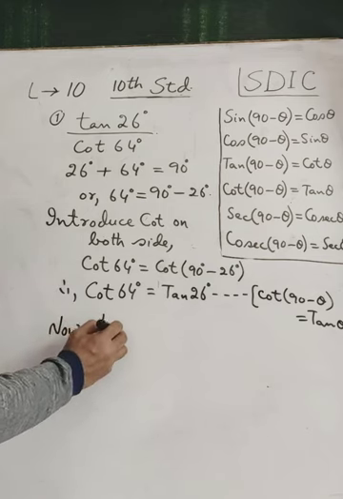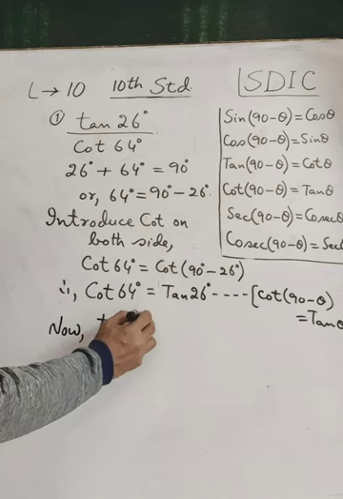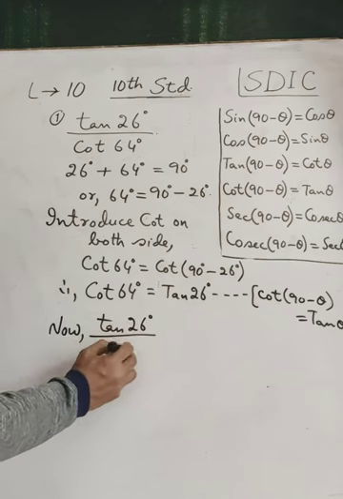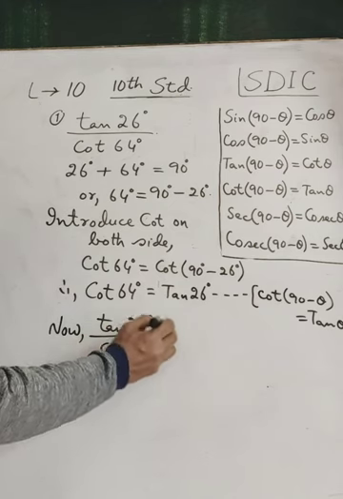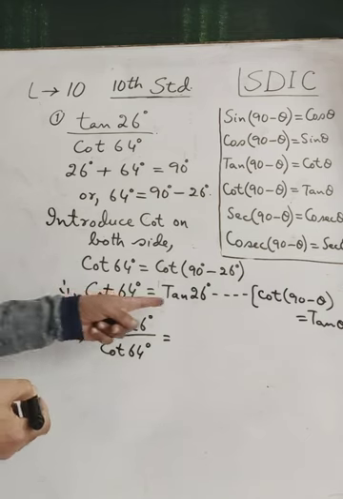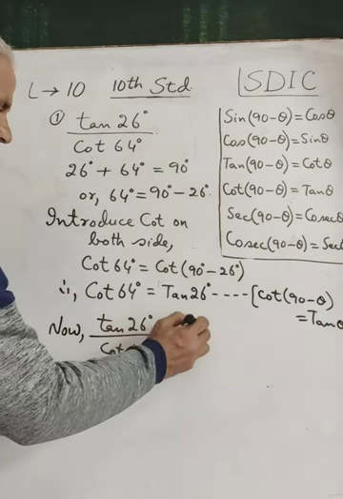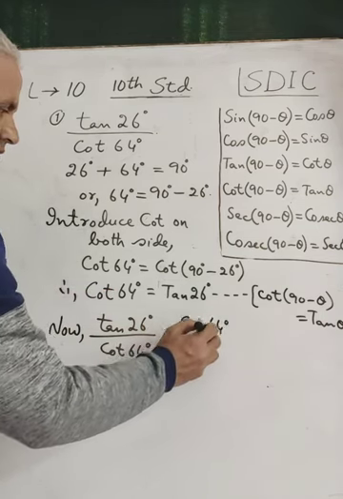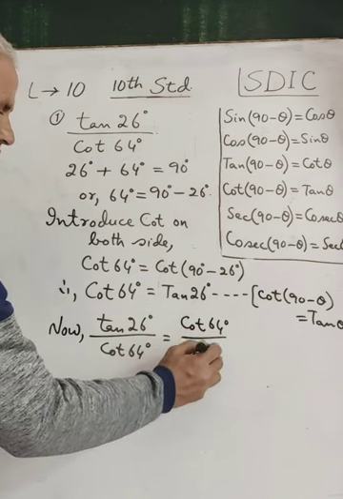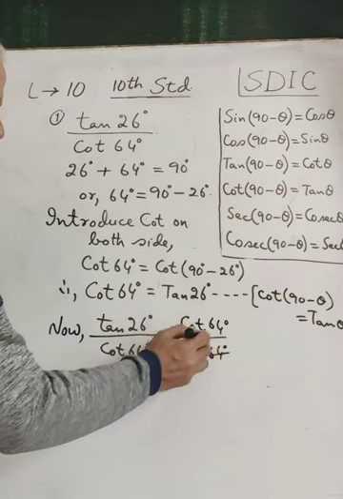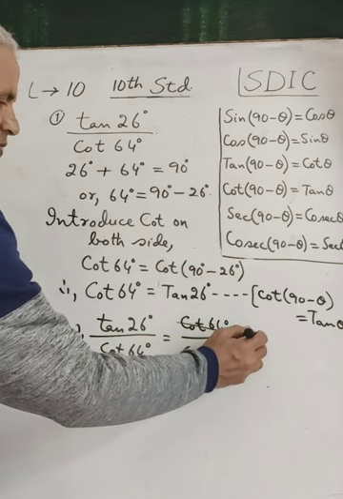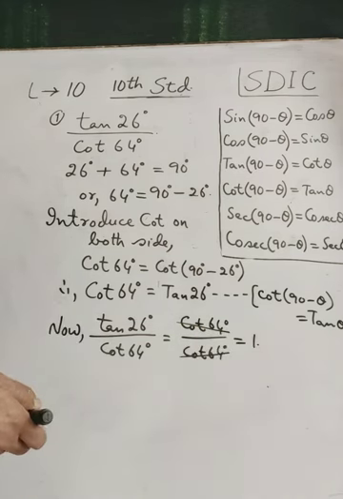Now, tan 26 degrees divided by cot 64 degrees is equal to... For tan 26, we'll write cot 64 because these are equal, divided also by cot 64. And these will then cancel. The result will be 1. Here also the result is 1, like the previous part.